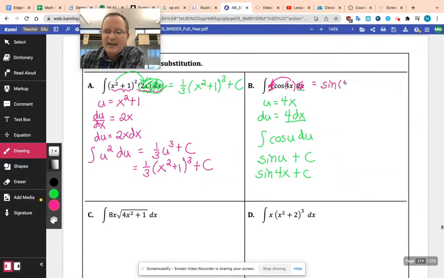Now, if you're still not liking that too much, that's okay. You can always do the u substitution. But check out, if you take the derivative of this, that's cosine 4x, right? Cosine copy, chain rule 4. There we are.